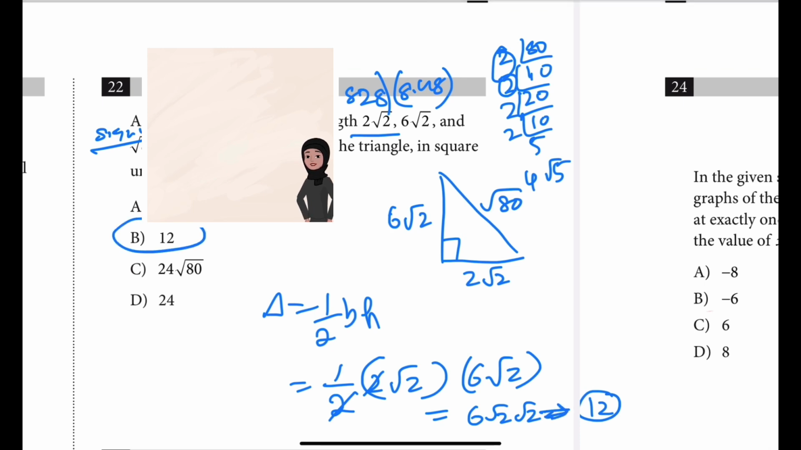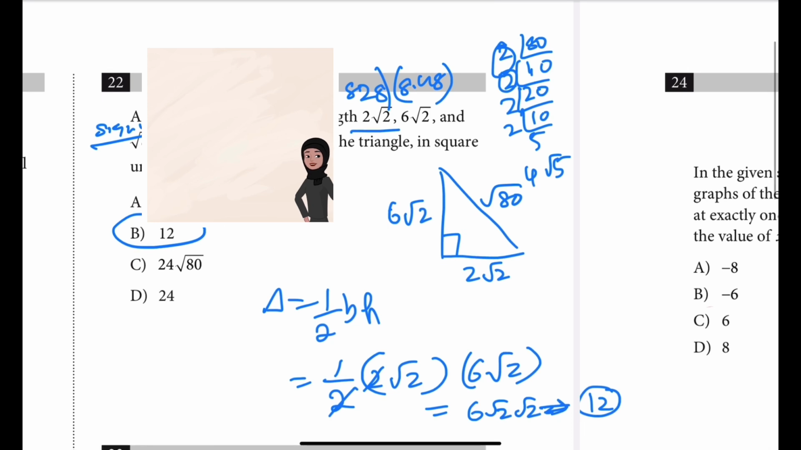So what we have done here, once more I will revise. The area A of a triangle can be found using the formula half base times height, where B is the length of the base of the triangle and H is the height of the triangle. It is given that the triangle is a right triangle. Therefore, its base and height can be represented by the two legs.